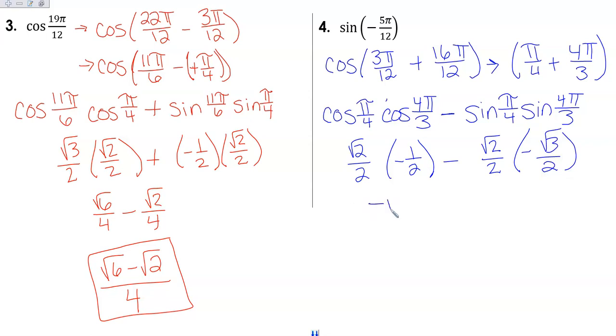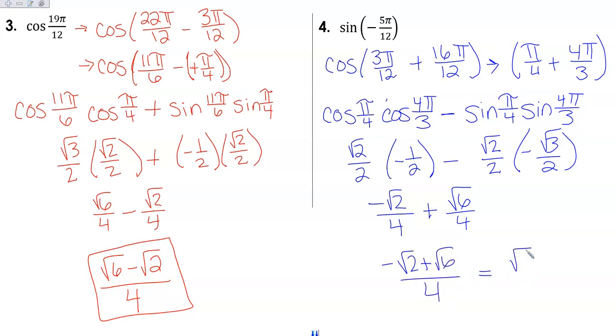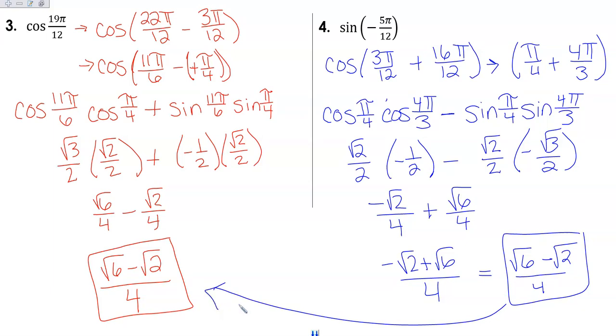So this is going to give me negative square root of 2 over 4 minus a negative square root of 6 over 4. So two negatives, that's an addition. And when we look here, this is going to give me negative square root of 2 plus the square root of 6 over 4, which I can rewrite and just switch my numerators because addition is commutative to be this. And it is the same.